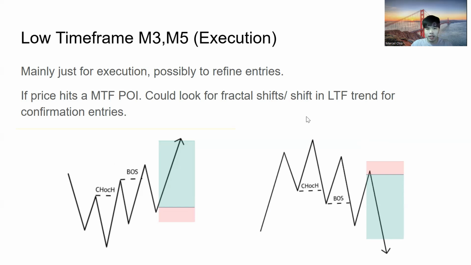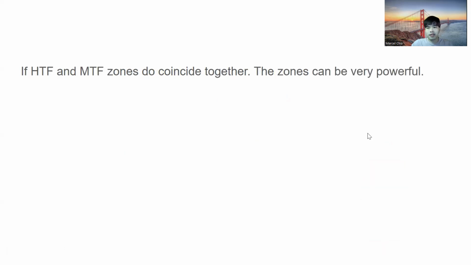So the general rule of thumb is that if price hits a mid time frame point of interest, this is where we can zoom into the low time frame, M3 or M5, to wait for a factor shift or shift in the low time frame trend for more confirmation entries. Confirmation entries normally are when there's one CHoCH and one break of structure to the upside, right? And conversely, a CHoCH and break of structure to the downside. Then we take the ongoing retracement. Of course, the magic pill is that if the high time frame zone and our mid time frame zone coincide, these zones can be very powerful, and this can be considered another potential confidence factor that you can use, right?